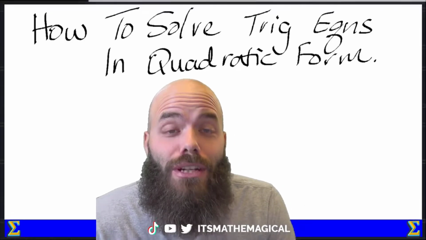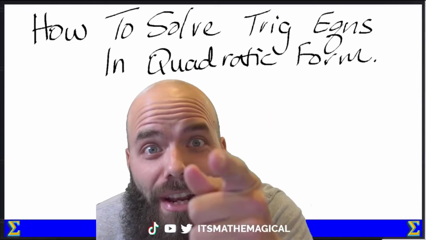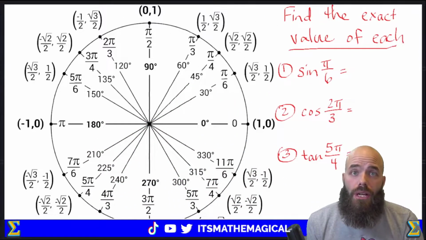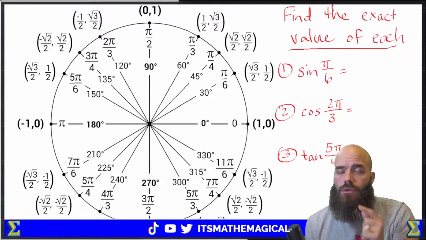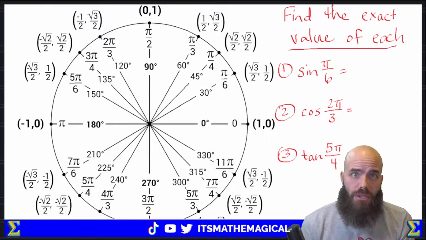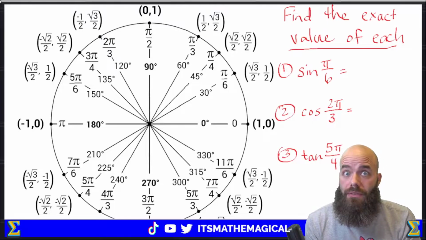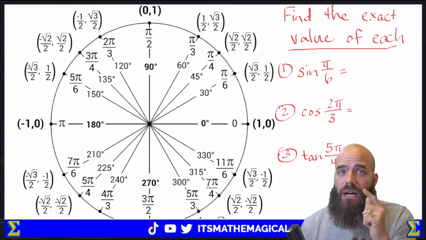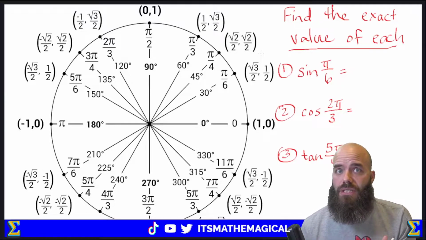All right, how to solve trigonometric equations in quadratic form. Let's go. Before we actually solve some trig equations, we want to first review the unit circle and how to use it. This is going to be a quick review. At this point, if you're starting to solve trig equations, then you should have a really good understanding of the unit circle. So to find the exact value of sine of pi over 6, you want to first find pi over 6 on the unit circle.